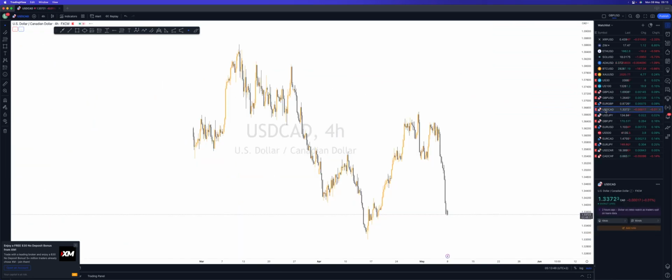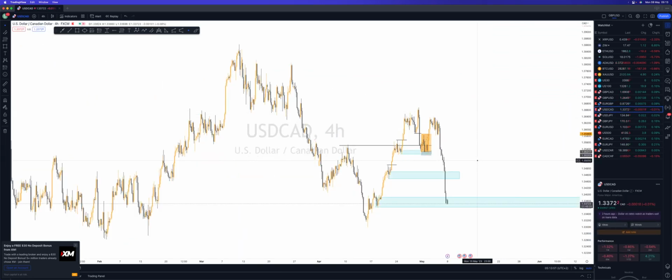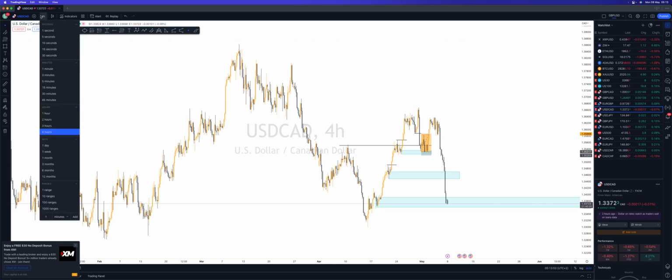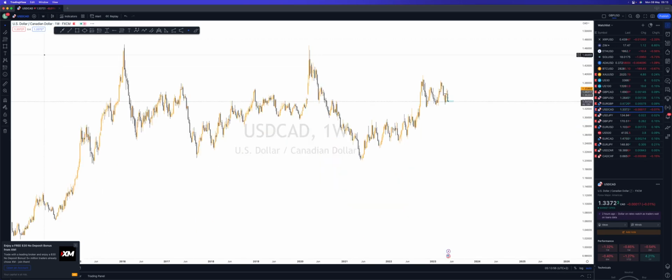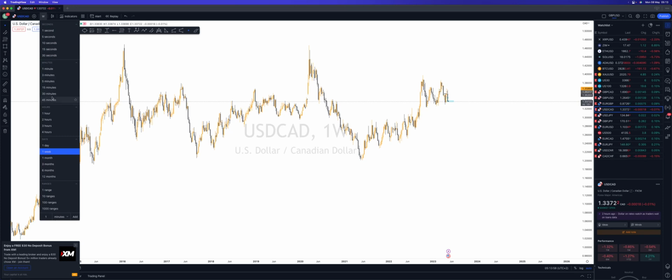Let's look at USD CAD. USD CAD's in an interesting area for me. It's an area that I want to buy from. I just quickly want to check whether it's a weekly or a daily. I think it's a daily level.